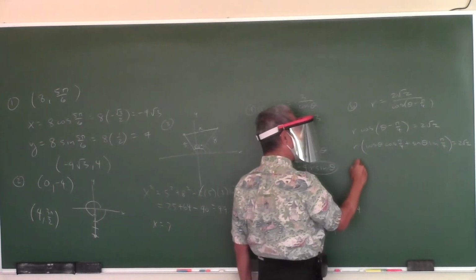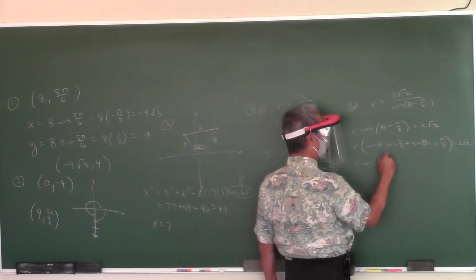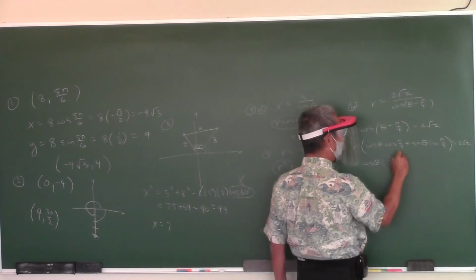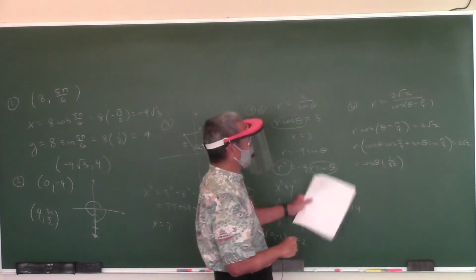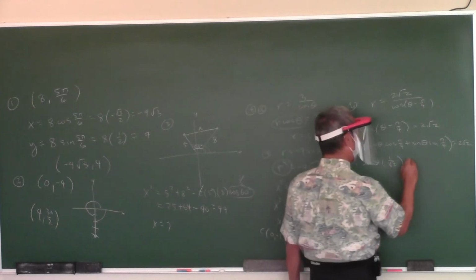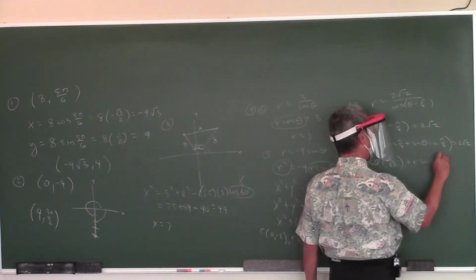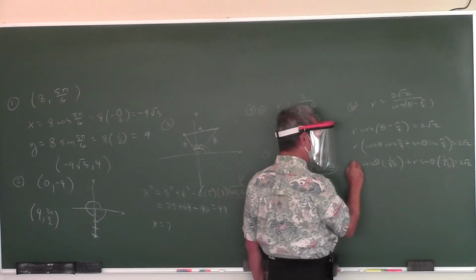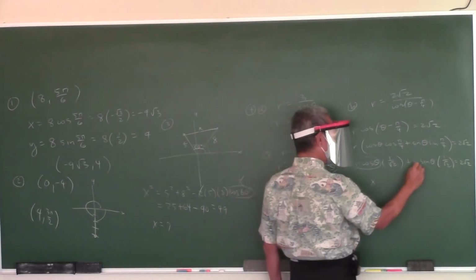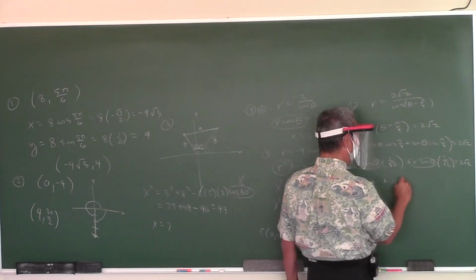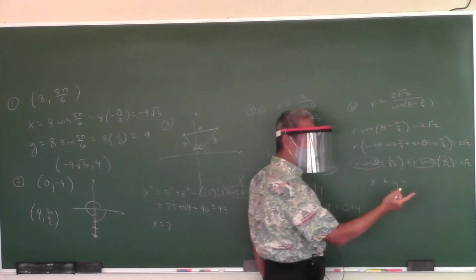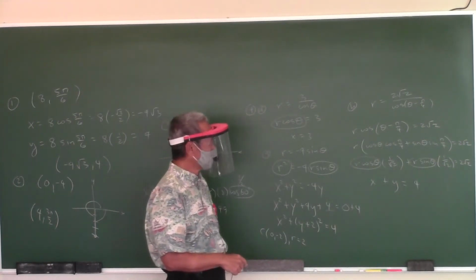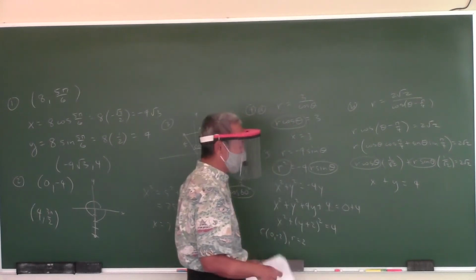And then if you distribute the r, you get r cosine theta, and of course cosine of pi over 4 is either √2 over 2 or 1 over √2, doesn't matter. I think in this problem 1 over √2 will come out nicer. And then r sine theta, again 1 over √2, equals 2 √2. And then r cosine theta is x and r sine theta is y. If you want to get rid of these, multiply both sides by √2 so you get x plus y equals 4. So you just get a nice line: x-intercept 4, y-intercept 4, easy to graph.